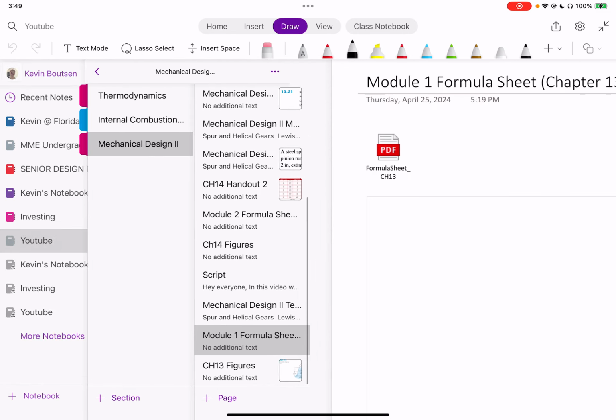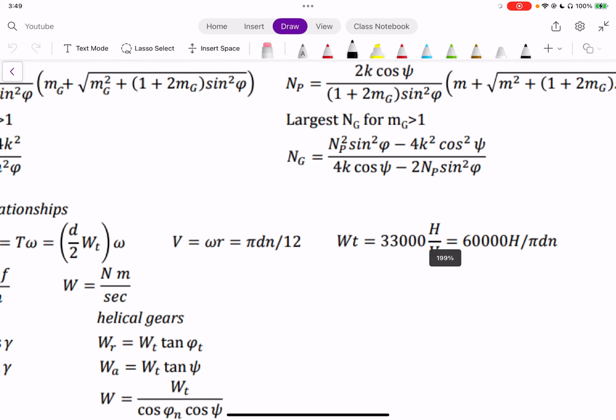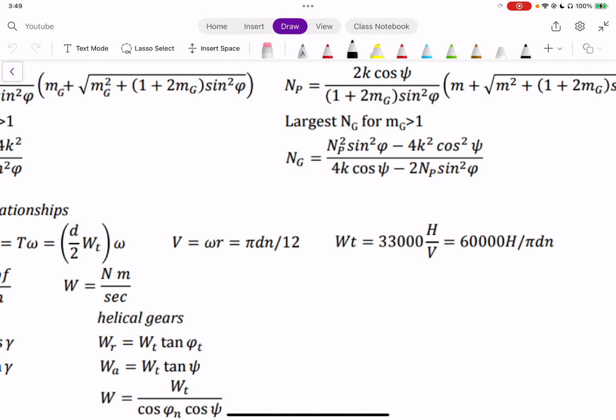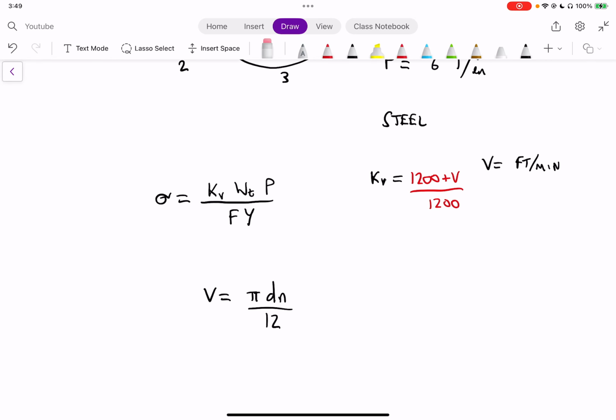If we go to our module 1 formula sheet, we'll see that we can find V is equal to pi d n over 12 whenever we have US units. This is also part of our notes of module 1, so we have that available right here if we need it. Okay, going back to our notes, we have pi d n over 12, so we're going to use the pitch line velocity for our pinion, but that would be the same pitch line velocity as our gear in the system, because they're touching, so they're going at the same speed.